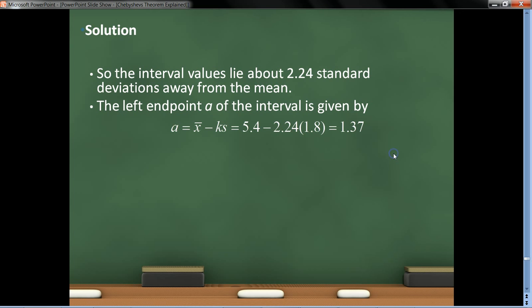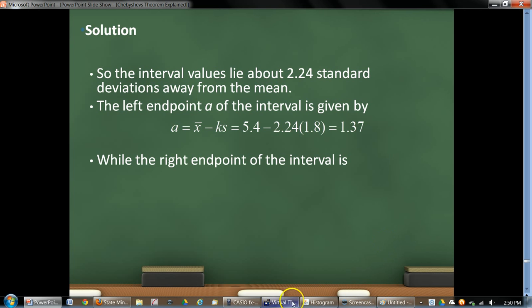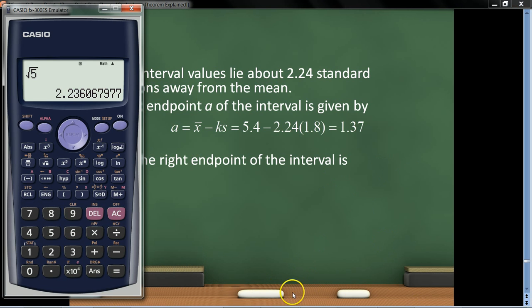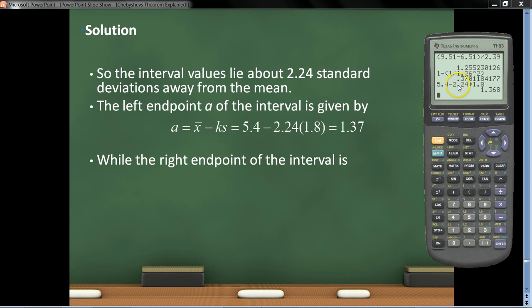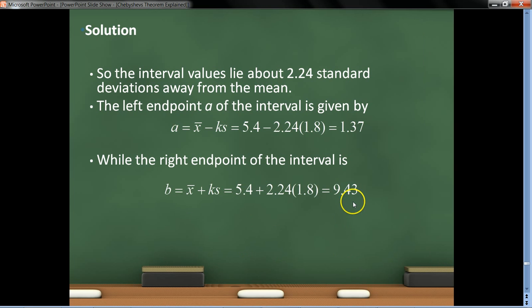Now, for the right endpoint, we want to add on. We want to go to the right 2.24 standard deviations. I'll stick with my graphing calculator here. I want to get this last expression and just put a plus sign there. So I hit the second key and enter, and scroll back here. Make that subtraction sign an addition sign. There we go, 9.43 rounded to 2 decimal places. So there's our right endpoint. All right, so there's A, there's B. That's what we were looking for, isn't it?